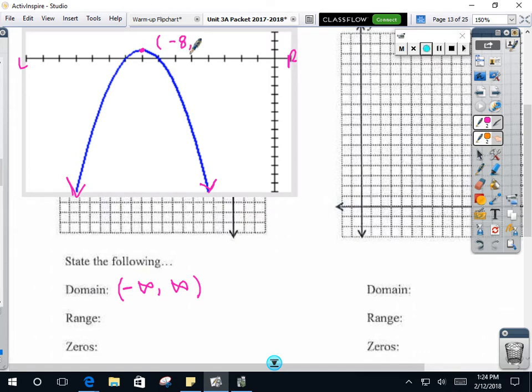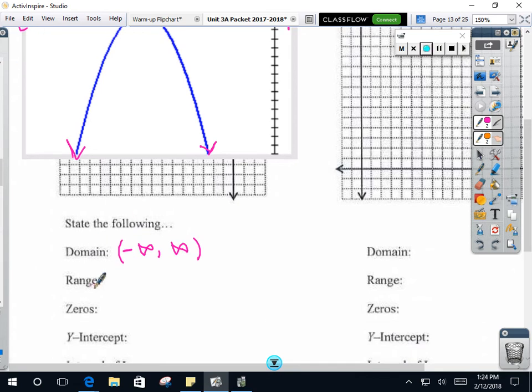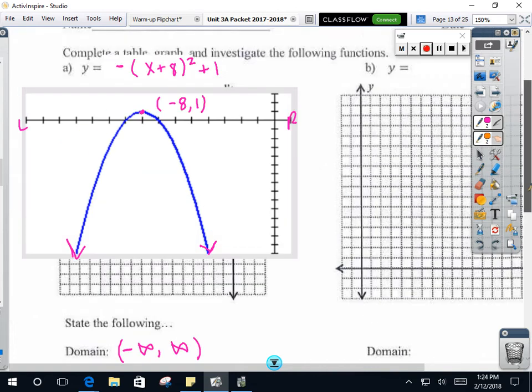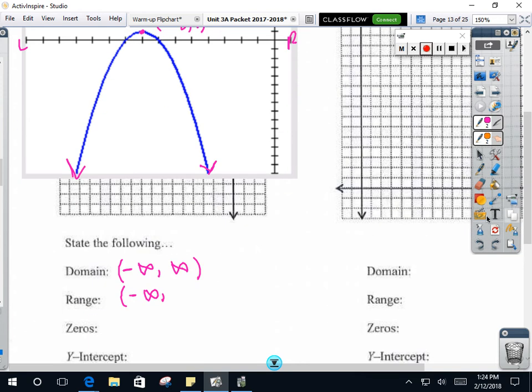Negative 8, 1. So, for the range, how far down can you go on the graph? Forever down, so negative infinity. How far up can you go? 1. The y value is 1. Oops, and bracket because it stops there.